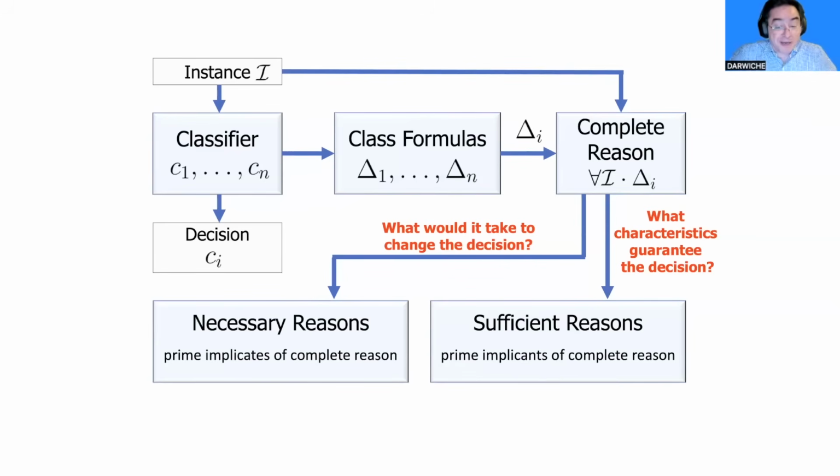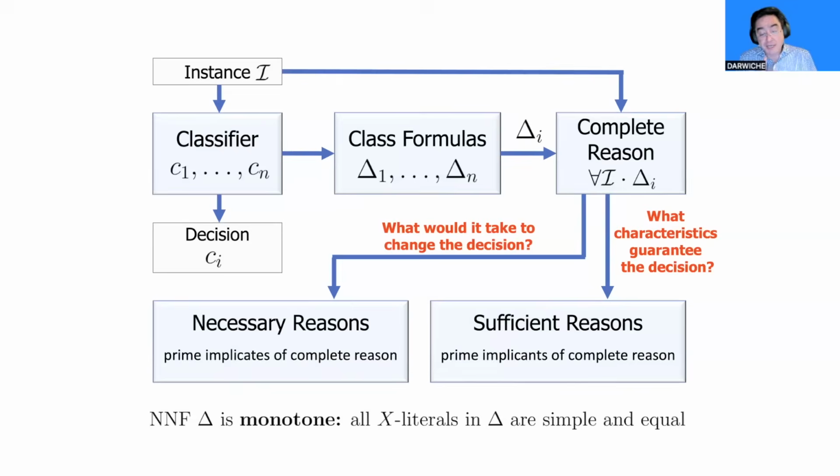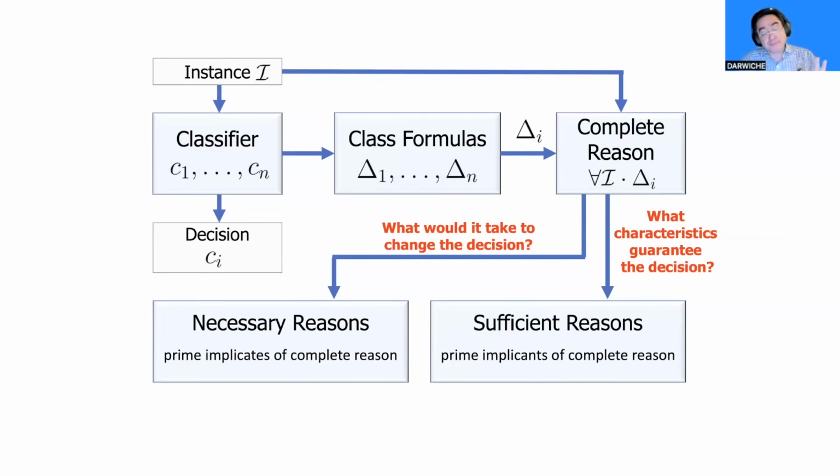Now, I have to say a couple of things. I will tell you something about how you compute these, but I want to emphasize something important. There's a lot of work in the literature computing sufficient reasons, or abductive explanations, or PI explanations, whatever name people prefer to call them. Everybody has their preferred name. Or necessary reasons, contrastive explanations, counterfactual explanations. And a lot of these works do not go through the notion of a complete reason. In fact, quite a bit of these works predates the notion of a complete reason.